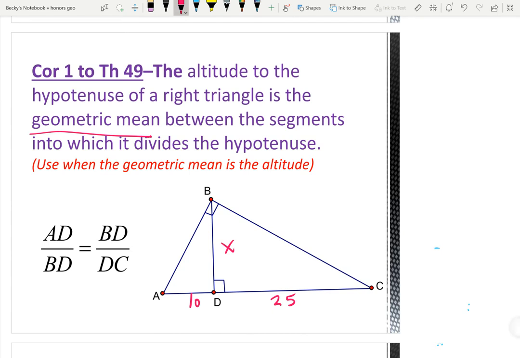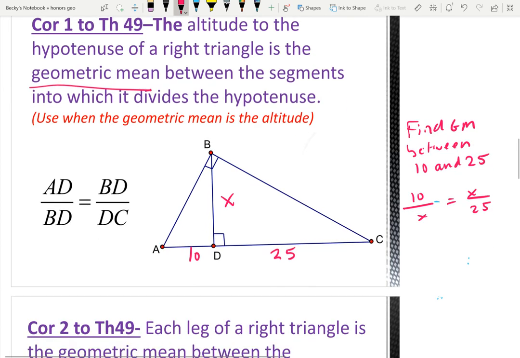Last chapter, I just wrote out problems like find the geometric mean between 10 and 25. And so you were taught to make a proportion, 10 and 25, cross multiply and solve. Guys, it's no different now, okay? The only difference is that it's in picture form.